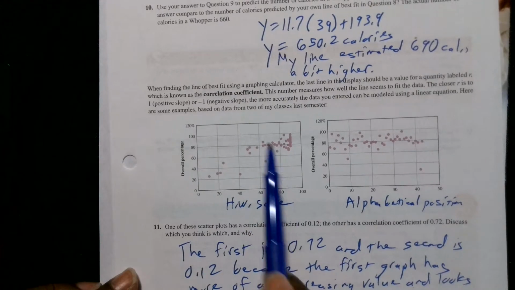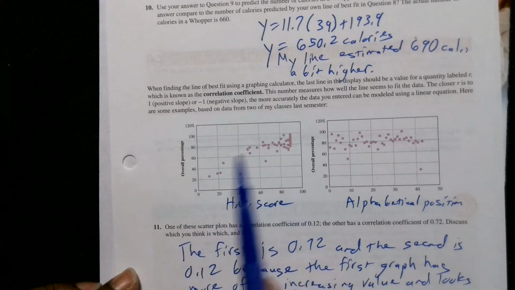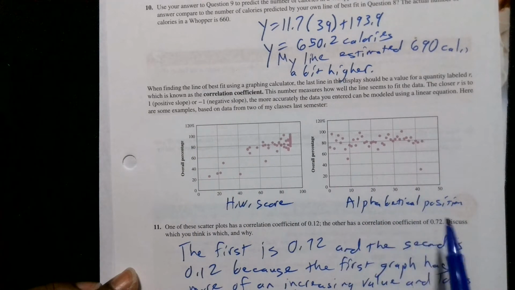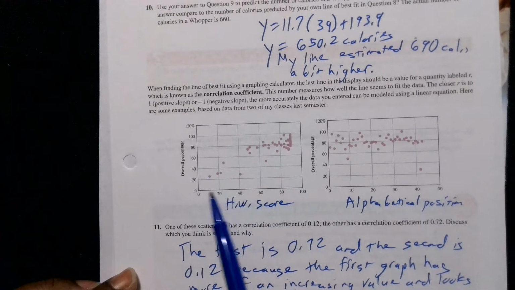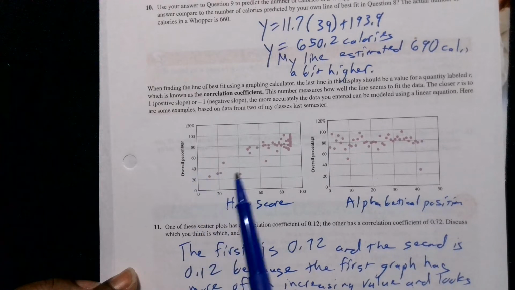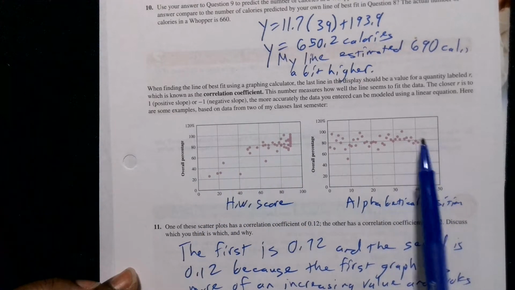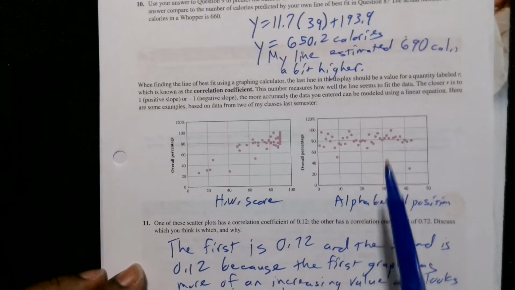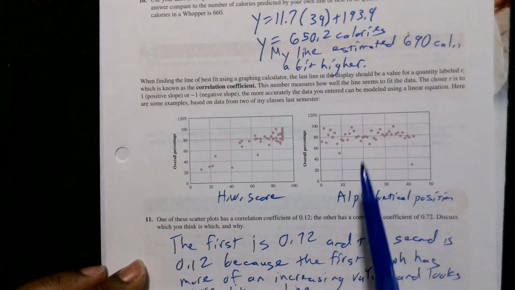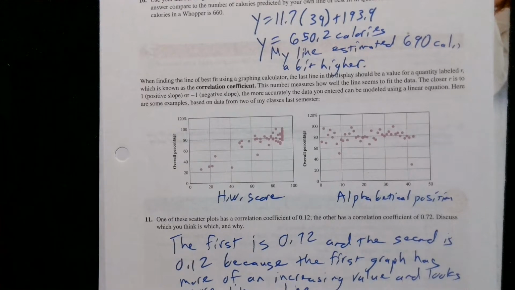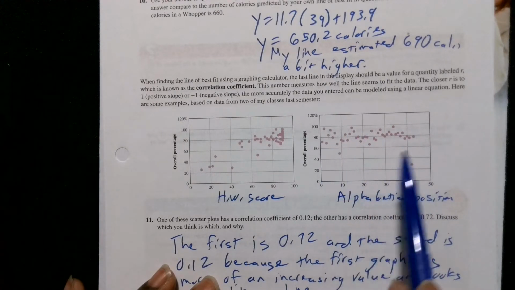We actually did that earlier here. The homework score is this first graph, and the alphabetic position is this graph. Because remember, with the homework score, there's a fluctuation here with the different scores. But with the alphabetic position, we only have 26 letters of the alphabet, and we know also that you're not going to get all 26 letters in a common class. They're going to be more grouped together, which it is here.